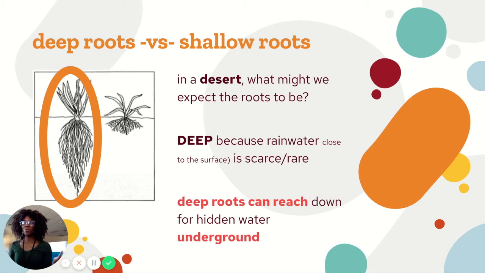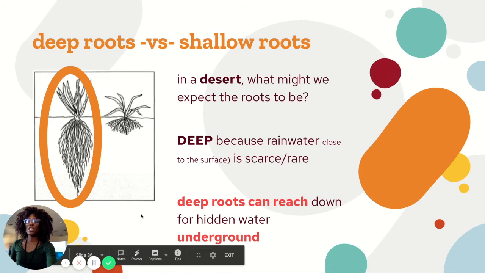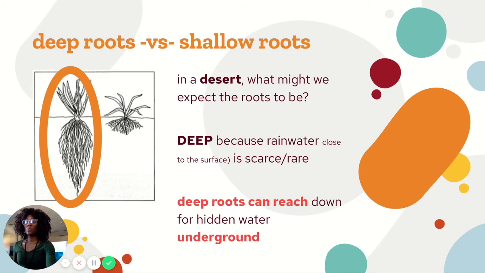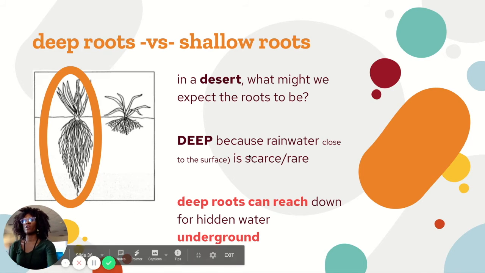Because in a desert, does it rain a lot? No, it almost never rains in a desert. So the odds of there being water that falls down and reaches these top roots is very rare. But desert plants have deep roots so they can tap into the underground water, right? Because again, it does not rain in the desert. So the only water that's really available in a desert is deep underground. So very deep roots can reach that hidden water underground.